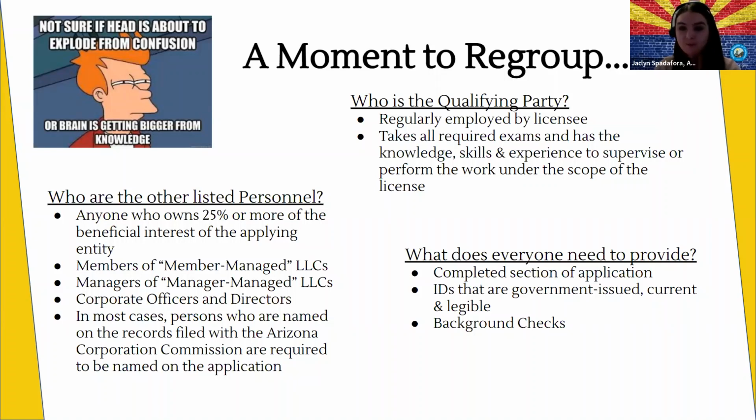We can look at your public filing for the Arizona Corporation Commission too if you're unsure about who needs to be listed on your application. And everyone needs to provide a completed section of their application, IDs that are government issued and current and legible. Those are typically what we run into that make it part of our top deficiencies, is that the government issued ID isn't current. So just make sure it hasn't expired yet and make sure that there's no shadow or anything that's covering any portion of that ID in your picture. That way we can make sure we update your information and it doesn't become a deficiency.